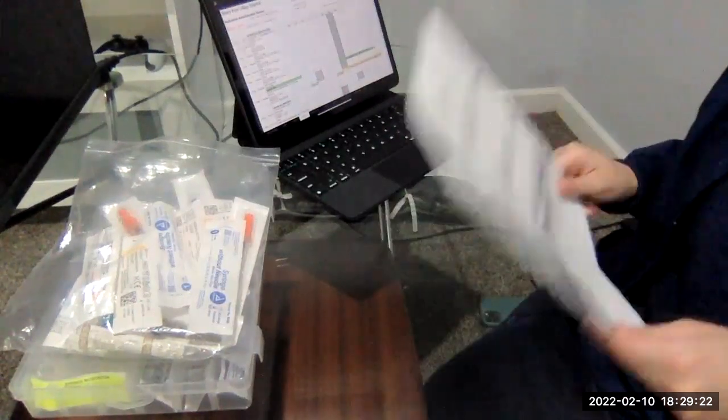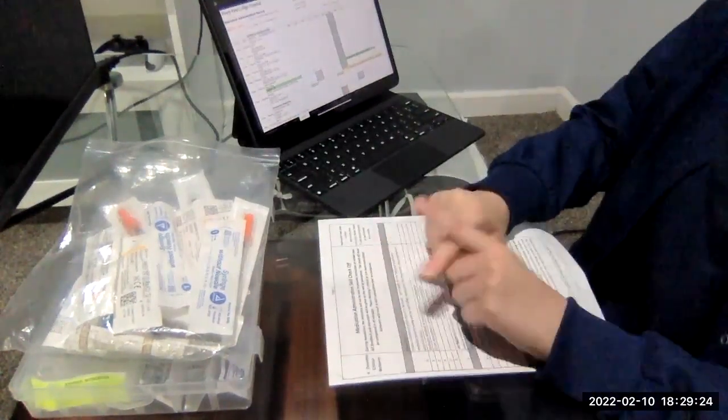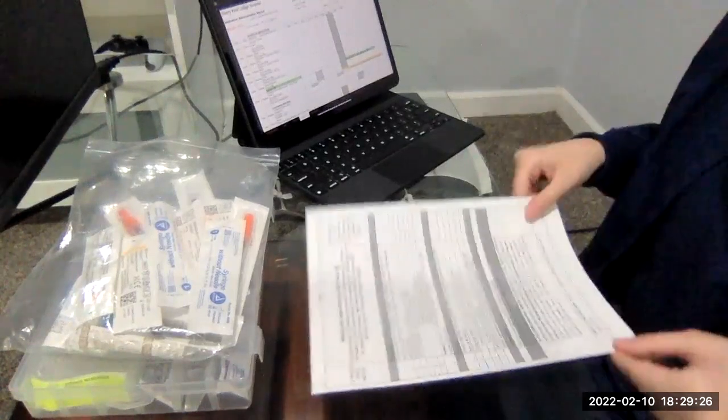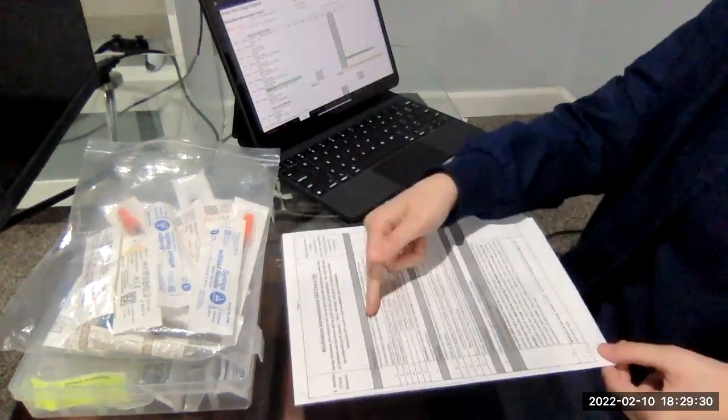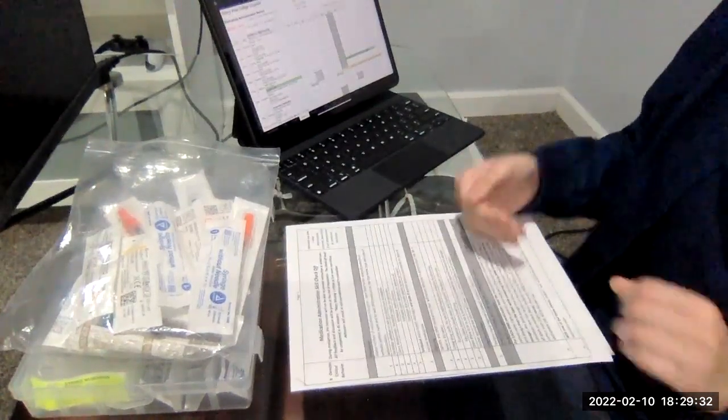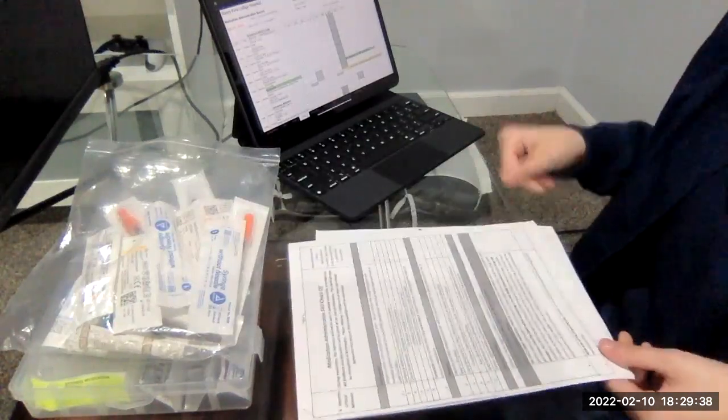Okay, so I'm going to start with the medication administration skill check off. Just for reference, you guys are not going to have this paper. I just have it in front of me because it's been a minute since I went through each critical step, and I don't want to miss any critical step for you guys. So yeah, I'm just going to refer to this a lot during this video.